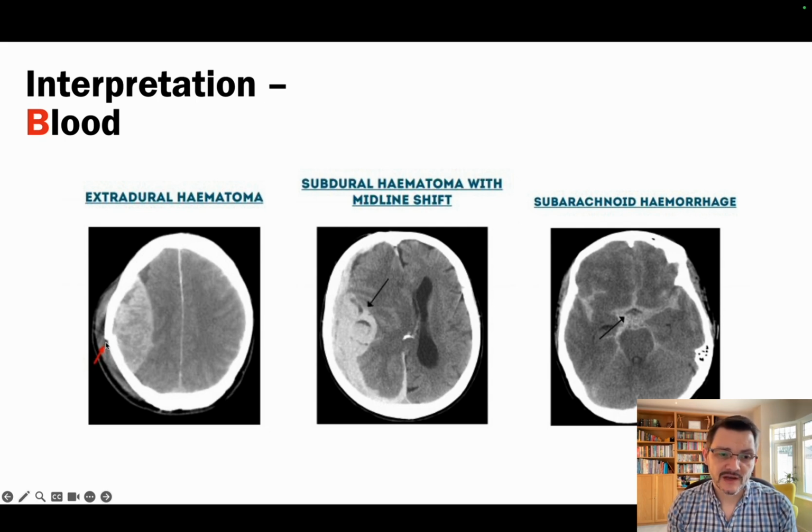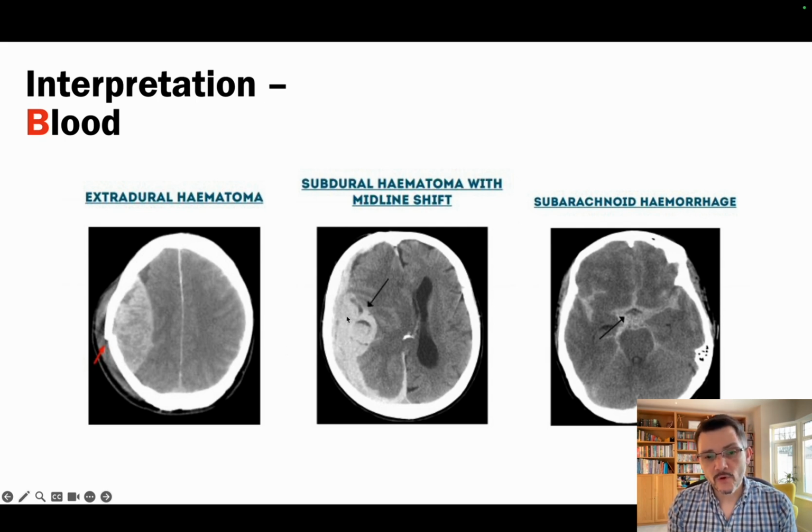So the first thing to look at is this extradural hematoma, and you can see in this individual they've actually had a fractured skull, and outside of the dura mater, so the protective layer around the brain, they've got a collection of blood, and that's pushing into the brain like pressure on the brain tissue, and that's therefore extradural.